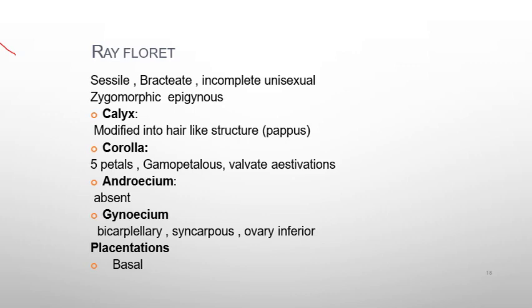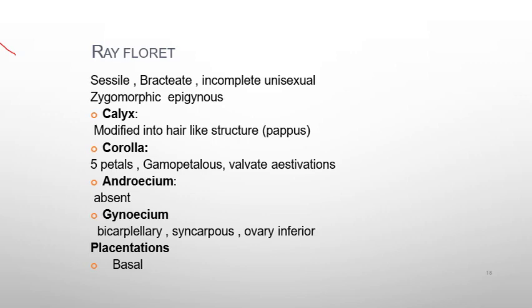So after this we have a corolla. The number of petals is 5. All these petals are united together, so these are gamopetalous, and the aestivation, or the arrangement of sepals and petals with respect to the bud, is valvate. It means that the pappus, or the modified sepals, and the petals merely touch each other at their edges.